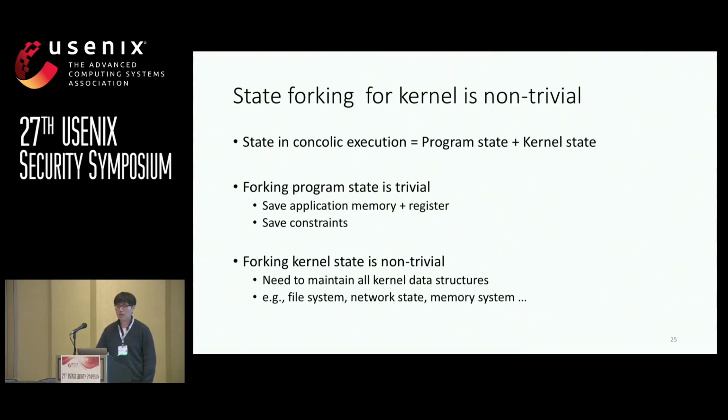But the problem is that this state forking is non-trivial. State in concolic execution can be divided into two: program state and kernel state. Forking program state is trivial. You can save memory, register, and constraints. But forking kernel state is non-trivial because you need to maintain all the kernel data structures such as file system, network state, and memory system, and those kinds of things.